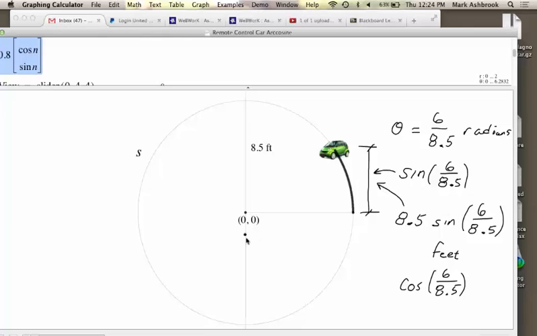Okay, so then what is this cosine of 6 over 8.5? That's like this right here. It's the car's horizontal distance to the right of the vertical diameter. And is that in feet or as a fraction of the radius? Fraction of the radius. So what would it be in feet? Flora?